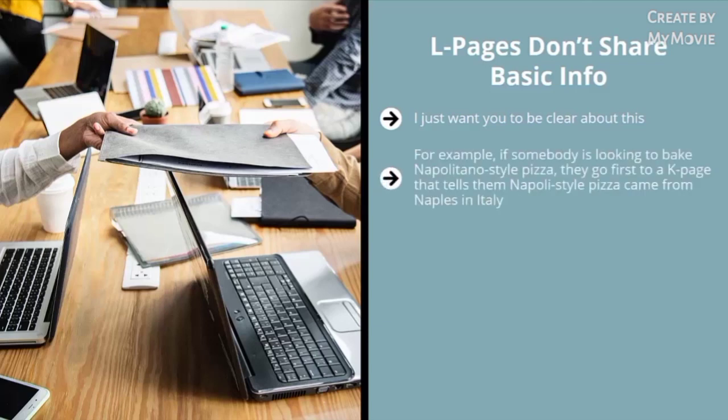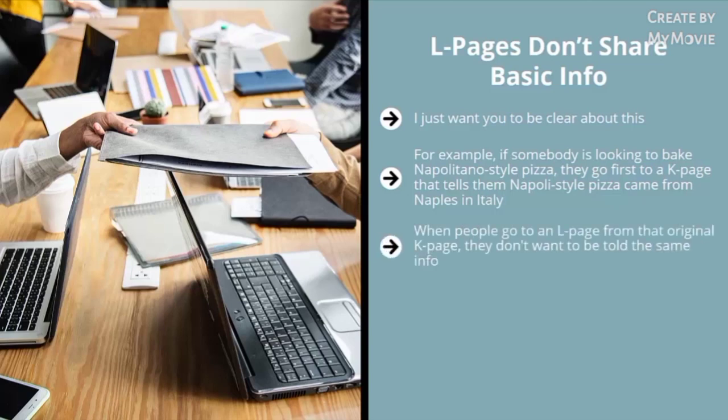For example, if somebody is looking to bake Neapolitan-style pizza, they go first to a K page that tells them that Neapolitan-style pizza came from Naples in Italy. It was brought by Italian immigrants to the United States. It is a very tasty form of pizza. It's puffy, so on and so forth.